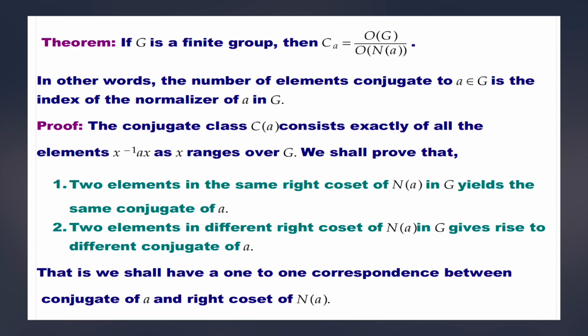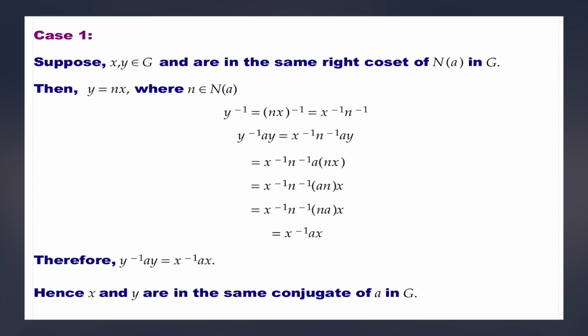We shall prove that two elements in the same right coset of the normalizer of A in G yield the same conjugate of A. Two elements in different right cosets of the normalizer of A in G give rise to different conjugates of A. That is, we shall have a one-to-one correspondence between conjugates of A and right cosets of the normalizer of A.